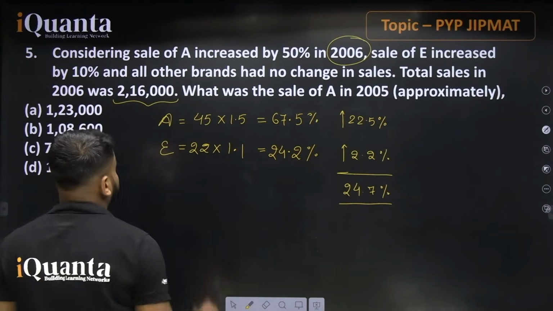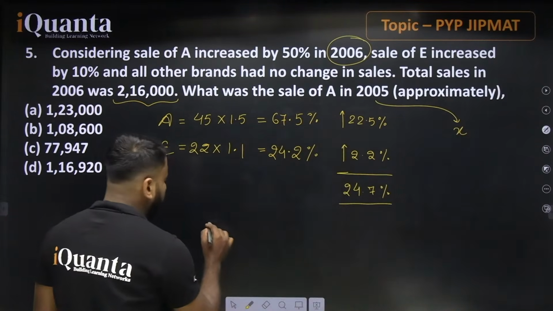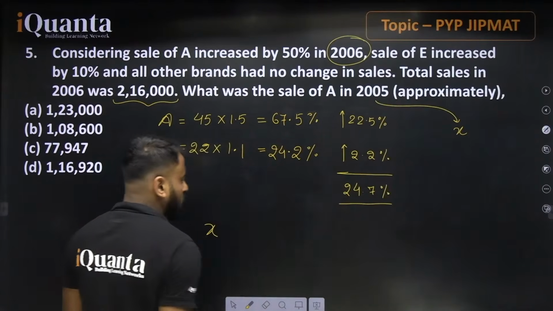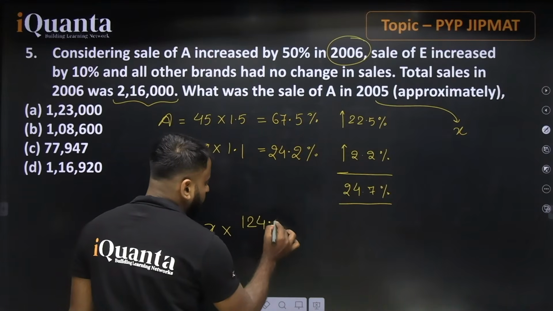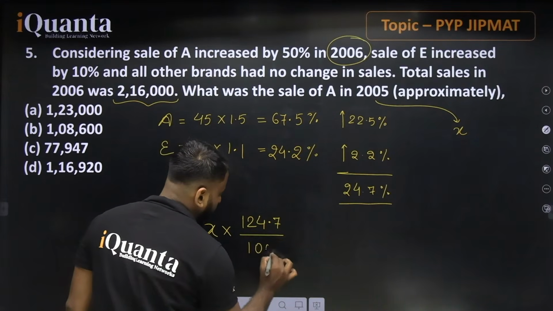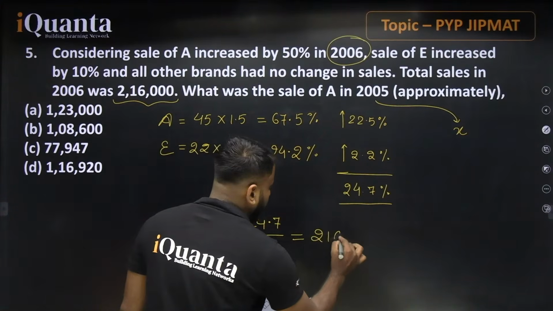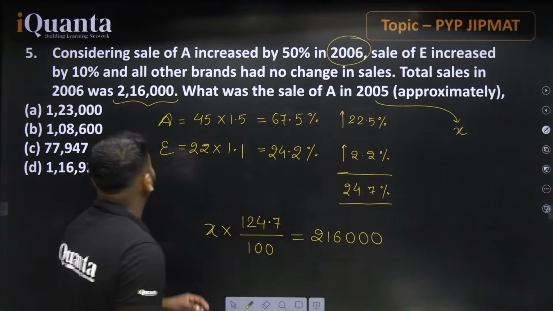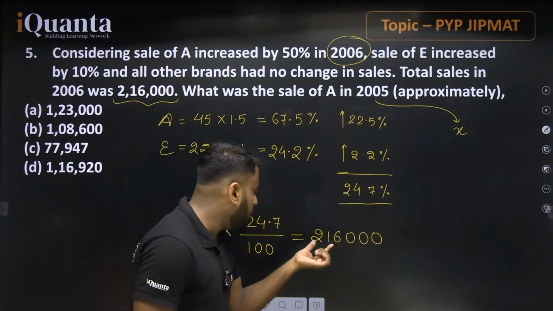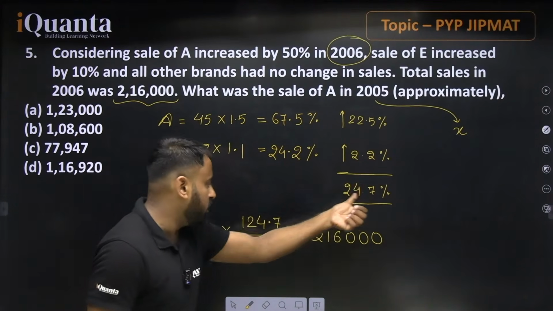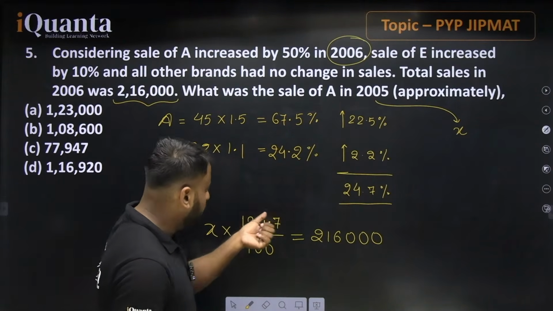The statement says the total sales in 2006 was this. Suppose the total sale in 2005 was X rupees. So if it was X rupees back in 2005, then it means that 124.7% of this 2005 value will be equal to 216,000. It means that the value in 2006 becomes 216,000 when the percentage is increased by 24.7%. So this value, which was X back in 2005, of this X we have 124.7%.